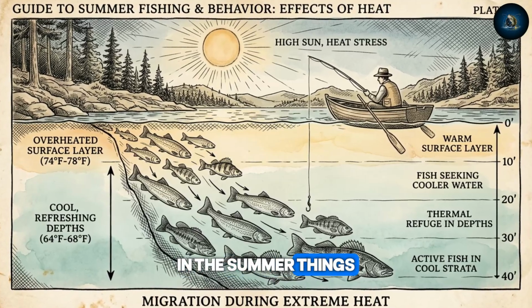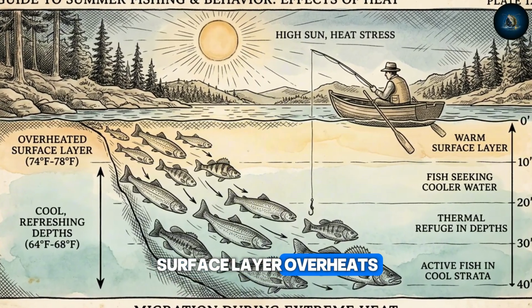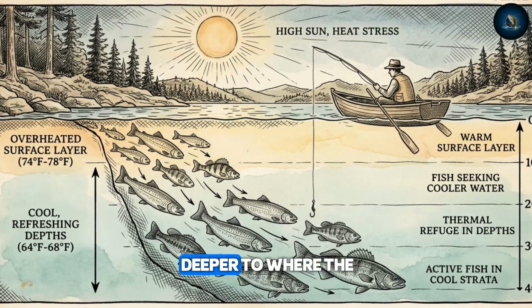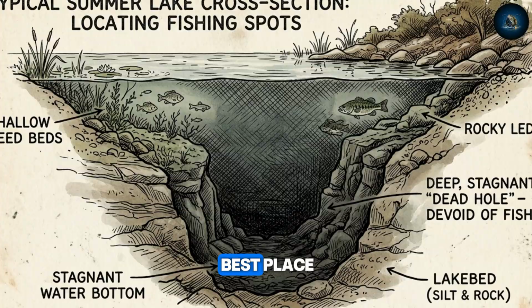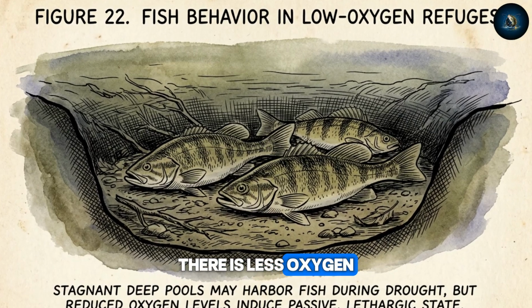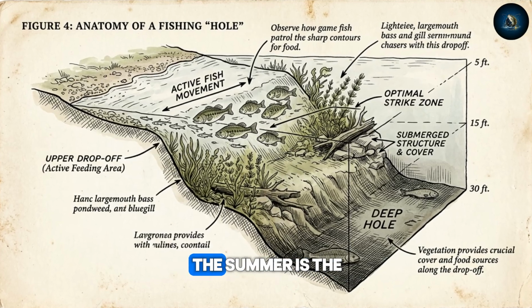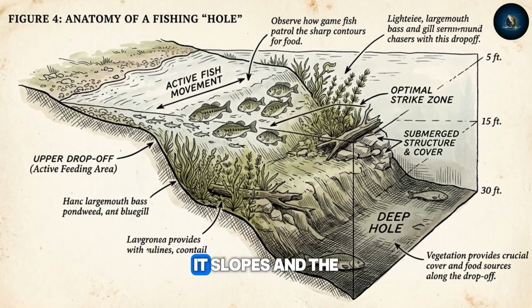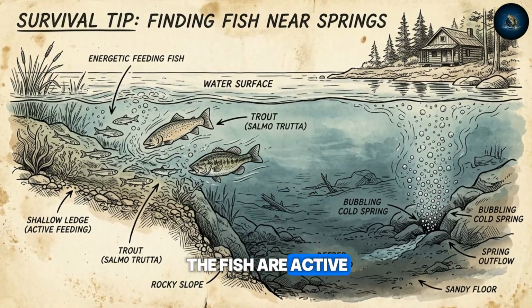In the summer, things are a bit more complicated. In extreme heat, the surface layer overheats, and the fish go deeper, to where the water's colder. But a hole in the middle of summer might not be the best place. There is less oxygen, no food, and the fish hold passively. The best place in the summer is the edges of the hole, its slopes, and the upper drop-off. That is exactly where the fish are active.